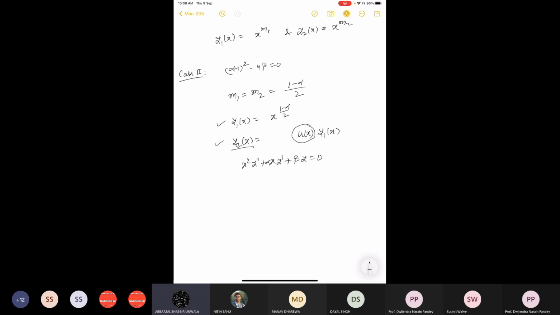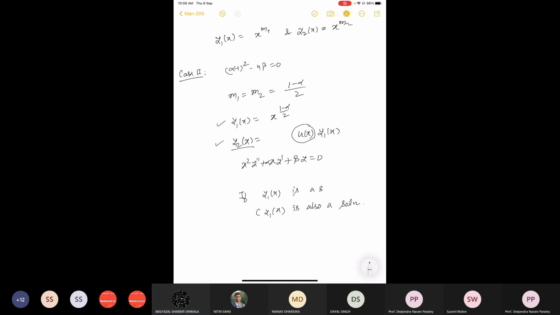No, I'm saying that if you have a solution like y1(x) and you multiply by any constant, it will always be a solution, right? In fact, consider a simple differential equation. If y1(x) is a solution, then c1 times y1(x) is also a solution. I'm not denying this fact.